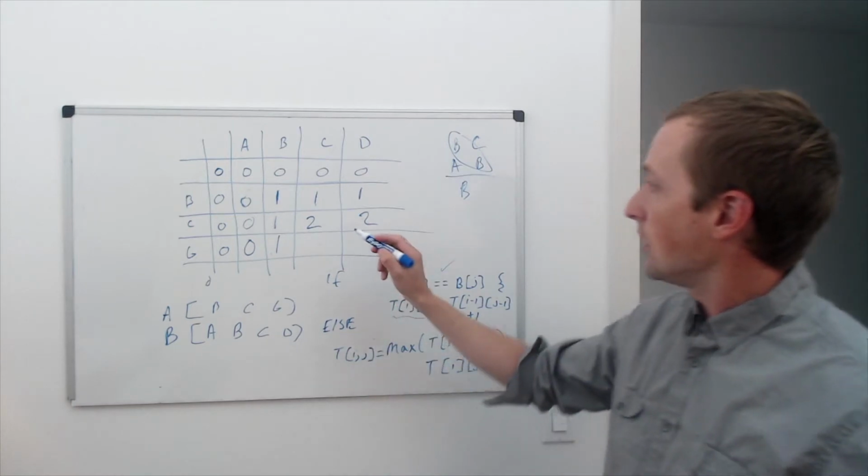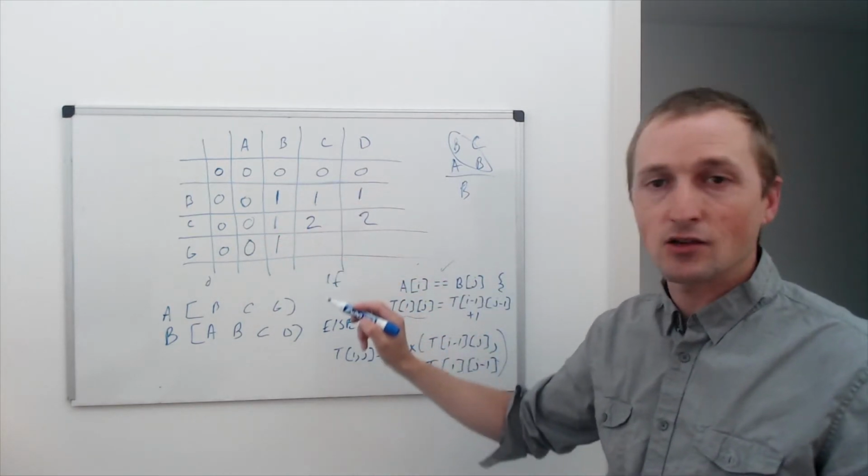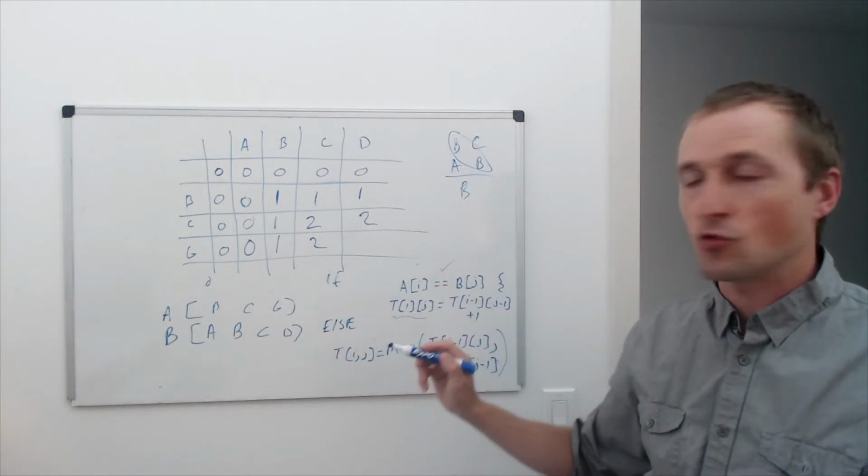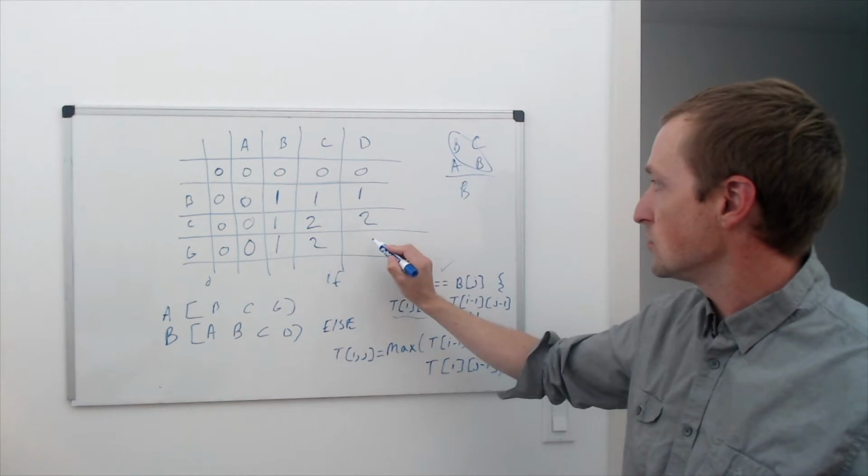And then C and G, not equal. Max of 2 and 1 is 2. And then D and G, not equal. The max of 2 and 2 is 2.